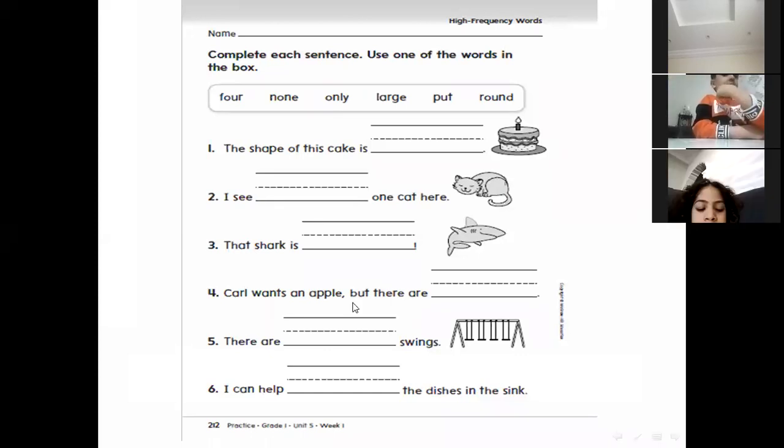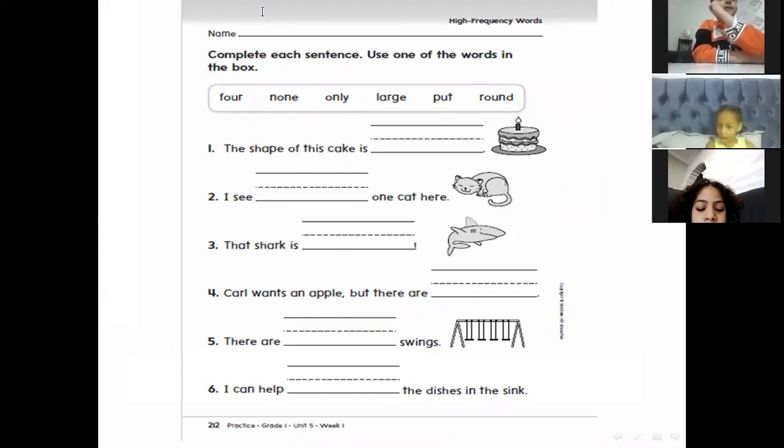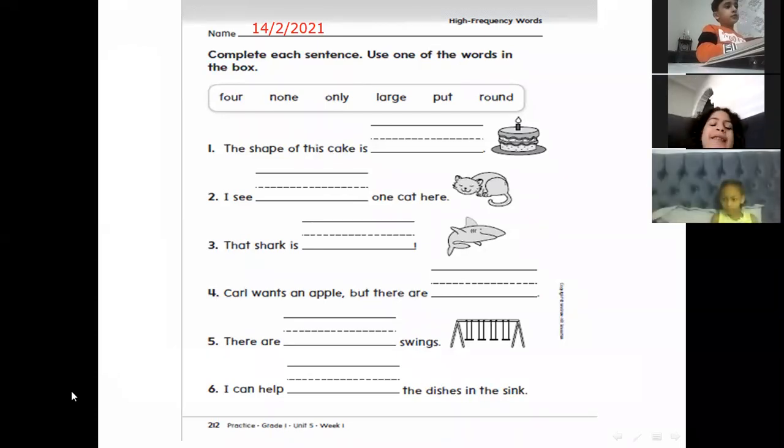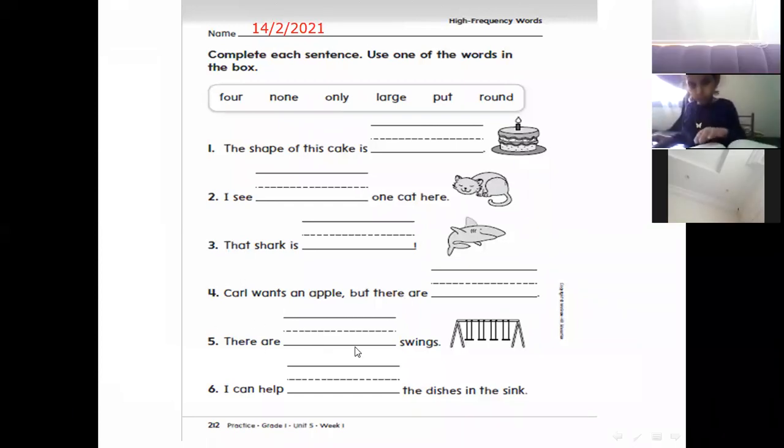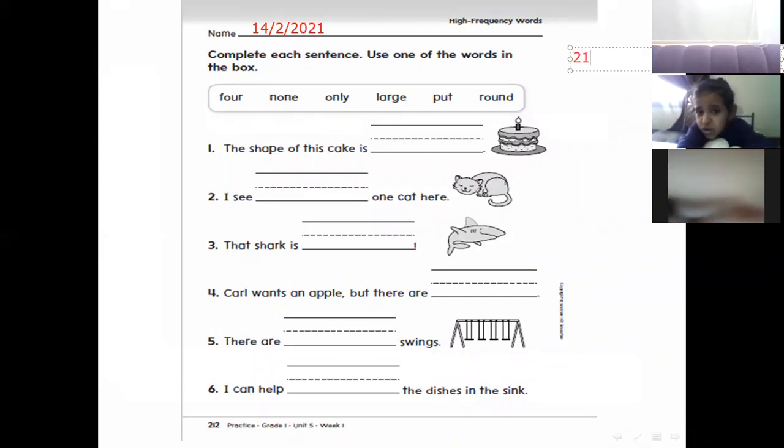212. Open your Your Turn practice book at 212 and let's write the date. 14/12/2021. Write your name. Teacher, I open the page. Miss, which page? You said you open it. Page number 212.